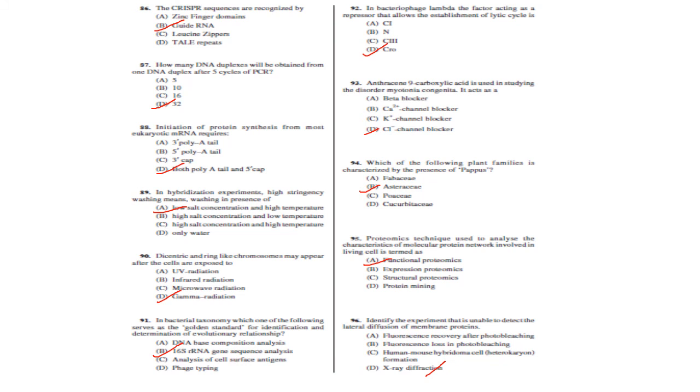Then next one. In bacterial taxonomy, which of the following serves as the golden standard for identification and determination of evolutionary relationship? It is 16S RNA gene analysis. Then, in bacteriophage lambda, the factor acting as a repressor that allows the establishment of lytic cycle is... So it is Cro. Answer is option D.